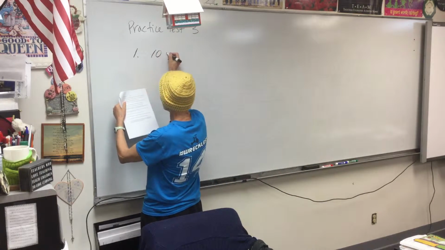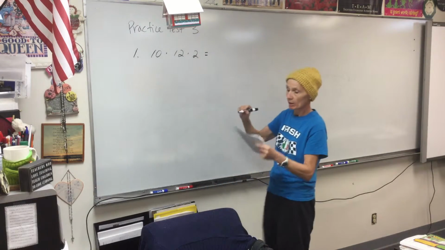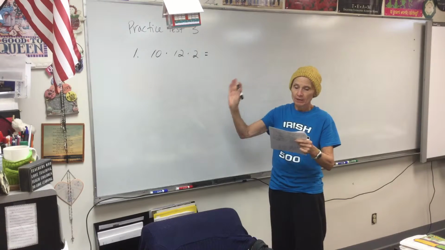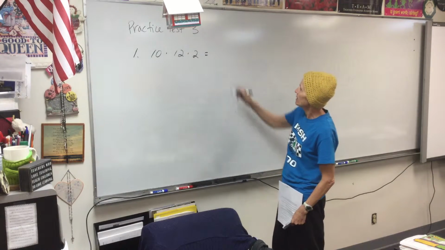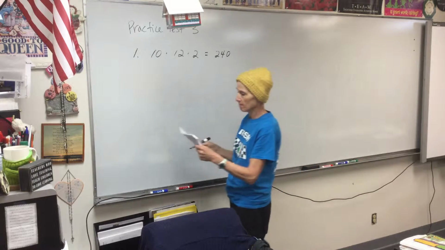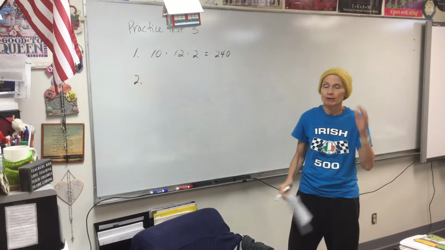I have 10 jumpers and 12 shirts and two pairs of shoes. I'm going to wear a jumper, a shirt, and a pair of shoes every day, so that is 240 different outfits.